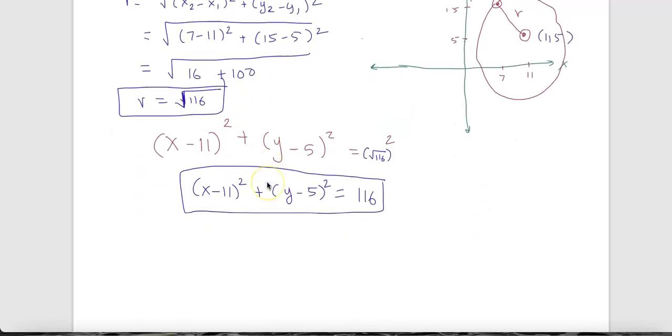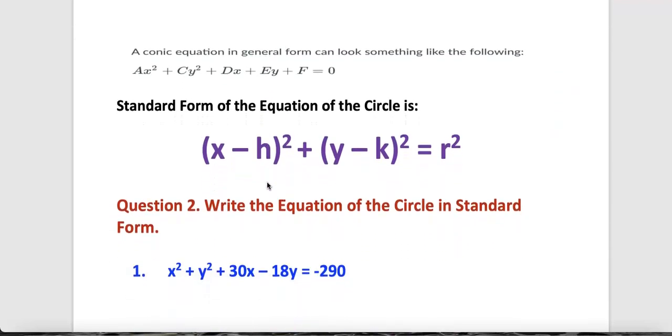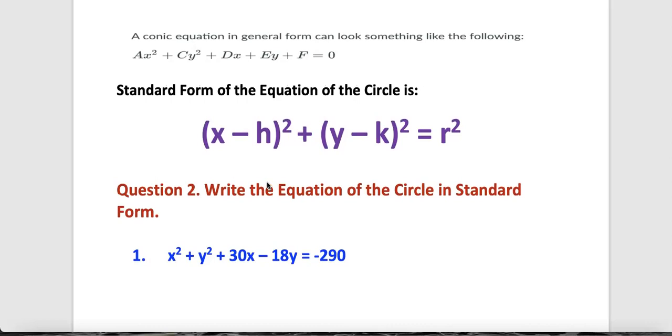Okay, let's move to our next concept. A conic section in general form can look something like this: ax square plus cy square plus dx plus ey plus f is equal to 0. But our standard form of the equation of a circle, which we have been studying, is x minus h whole square plus y minus k whole square equal to r square.